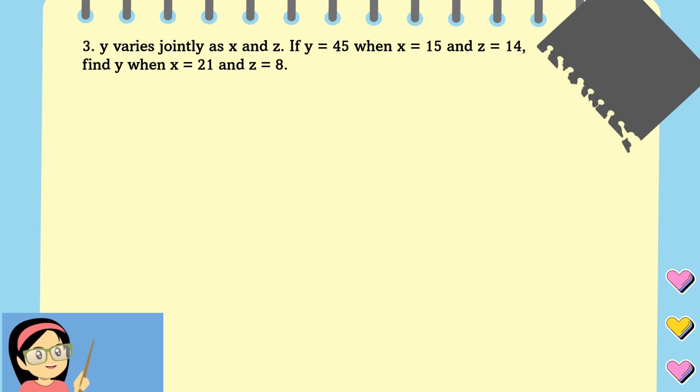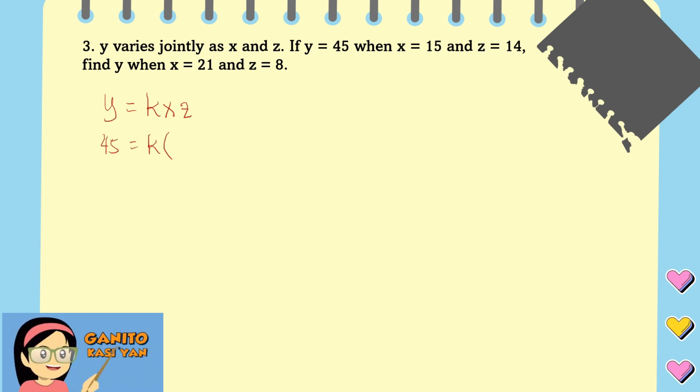Number 3. If y varies jointly as x and z, and y equals 45 when x is 15 and z is 14, find y when x is 21 and z equals 8. So let's translate first: y varies jointly as x and z. That is y equals k x z. Y is 45. So let's substitute 45 to y.